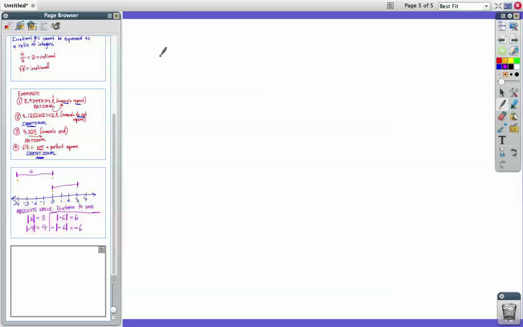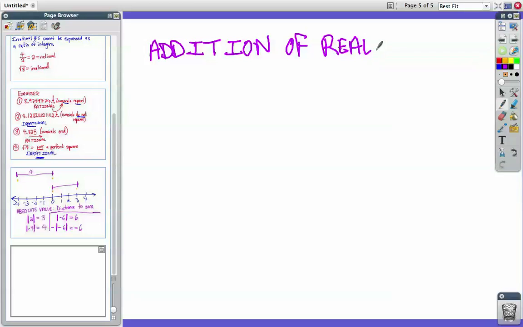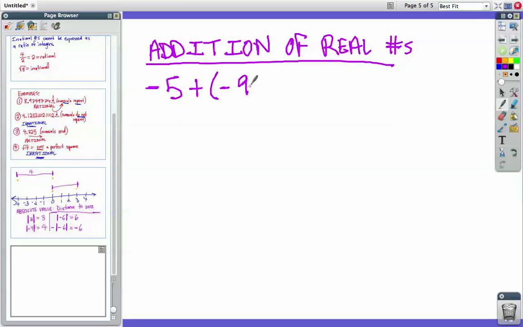These are the rules for addition of real numbers. So we're going to talk about addition of real numbers. Let's do some examples here. This is the next thing of our notes, addition of real numbers. Let's say you have -5 plus -9, all right?